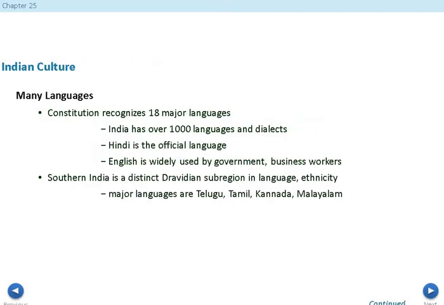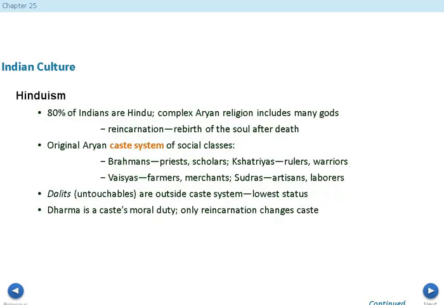Now, a lot of different languages. The Constitution recognizes 18 major languages. The United States, of course, recognizes none. But India has about 1,000 different languages and dialects. Hindi is the official language. However, English is the most widely used by the government and businesses, and again, that goes back to the effects of colonialism and the mother country of England. Southern India is a distinct Dravidian subregion in language and ethnicity. There are a bunch of different languages that go back to the Dravidian and become regionalized there.